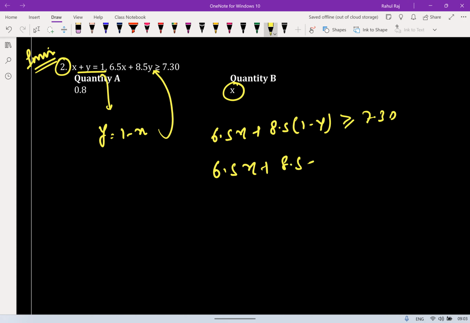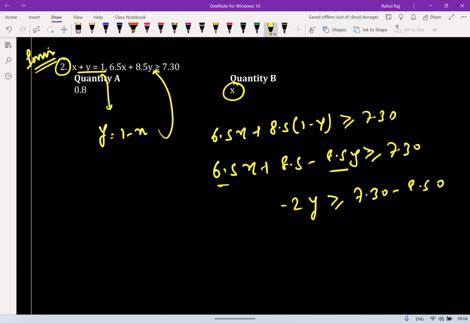So this is a simple substitution now, Alexa. Plus 8.5 minus 8.5, 7.3. Now 8.5 minus 8.5, 6.5 becomes how much? Minus, y minus 2.5, greater than 7.3 minus 8.5. That becomes 0, it becomes 2, it becomes 1. Right?